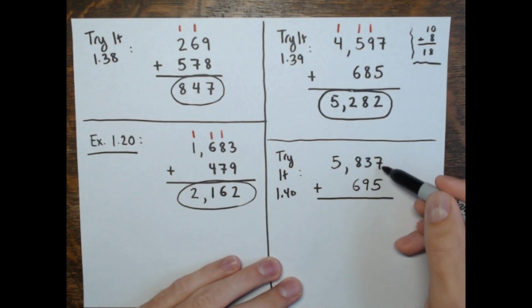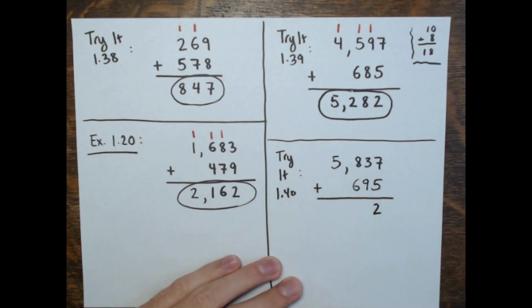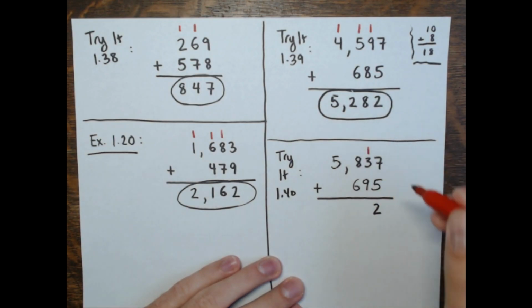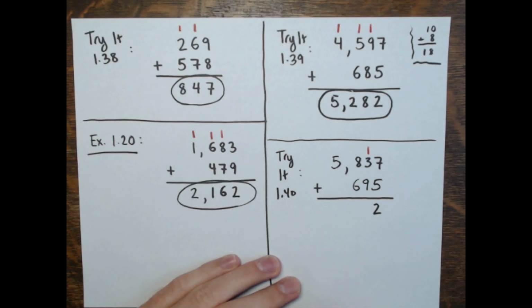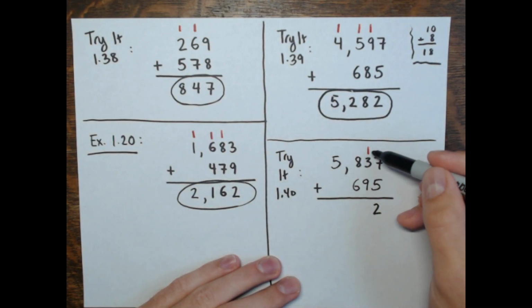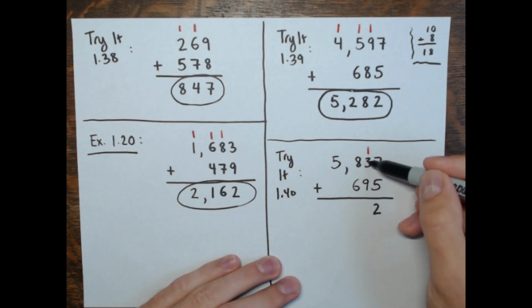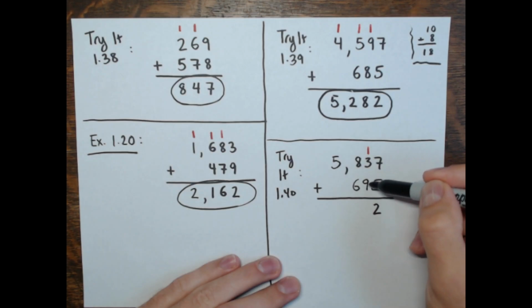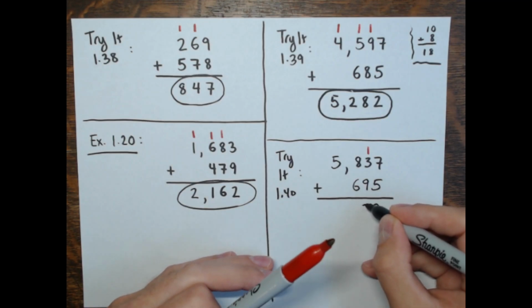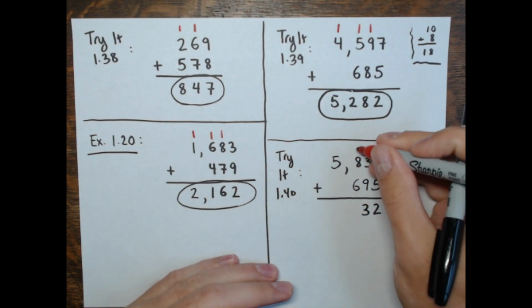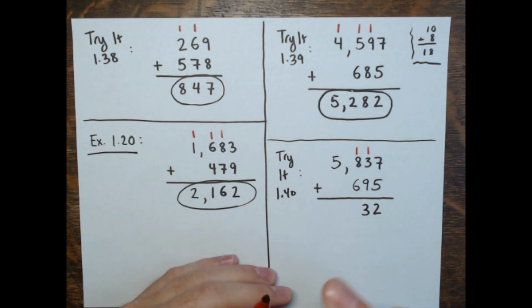Starting with the ones, 7 plus 5 is 12, right? So that's 2 ones and 1 ten. Carry the 1 in the tens place. Then the tens. 1 plus 3 is 4. 4 plus 9 is 13. So that's 13 tens. That's 3 tens and 100.